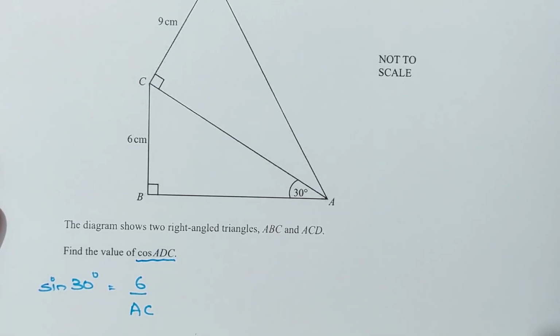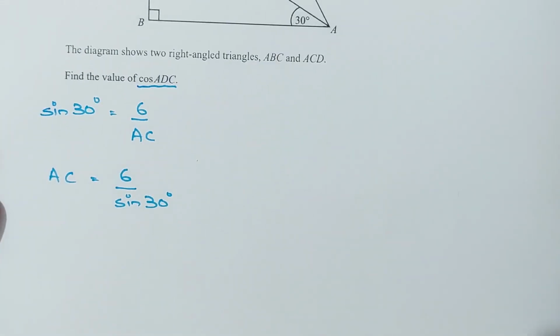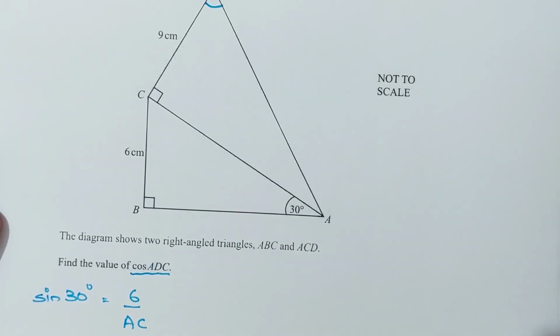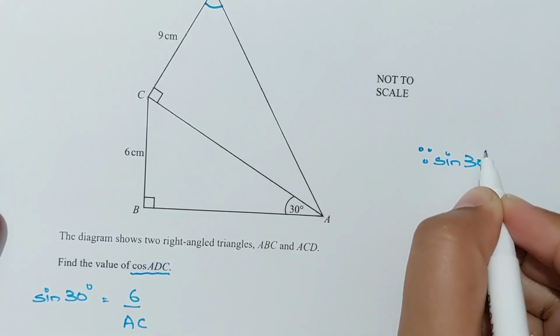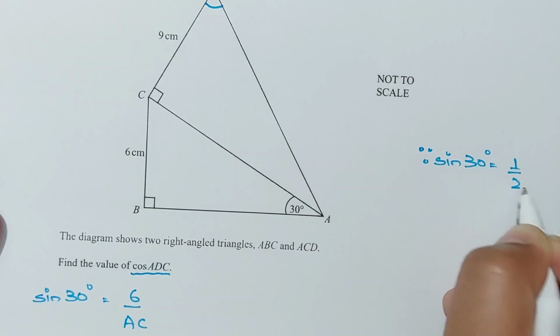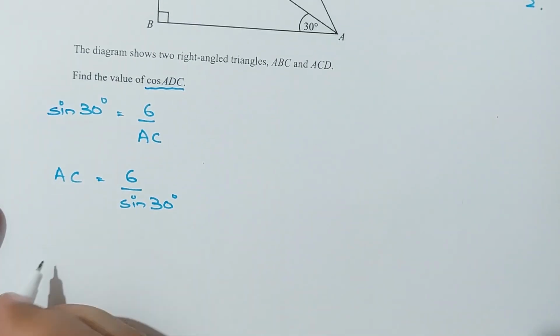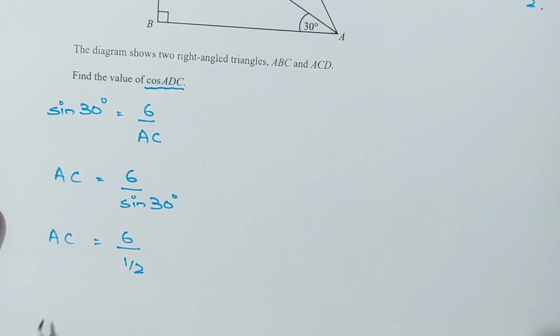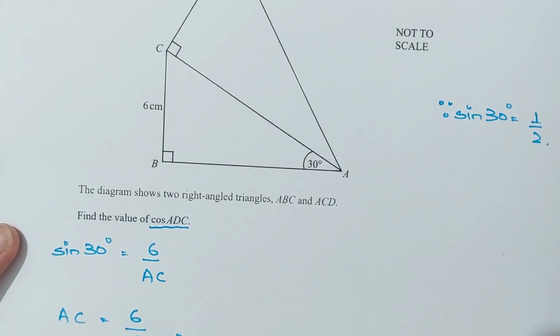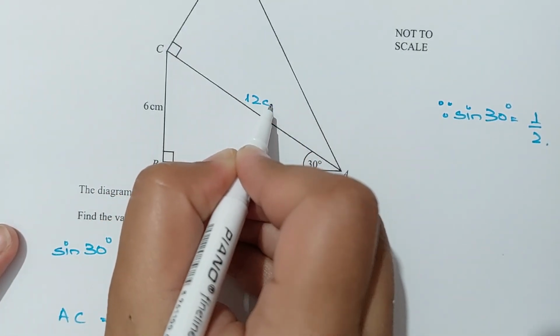30 is a special angle, so we must learn what sine 30 is. Keep it in mind that sine 30 is a special angle and you have to remember its value. Sine 30 degrees is 1 by 2. You have to learn it. So now AC equals 6 over 1 by 2, so AC equals 6 times 2, which is 12 centimeters. We are done with AC; this is 12 centimeters.